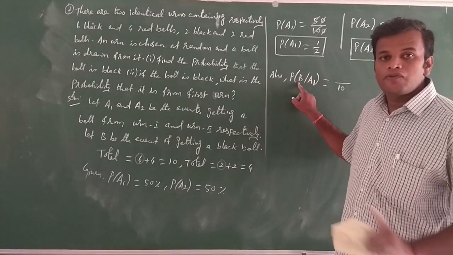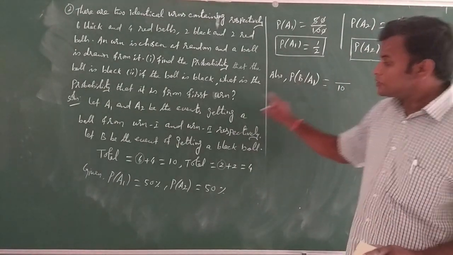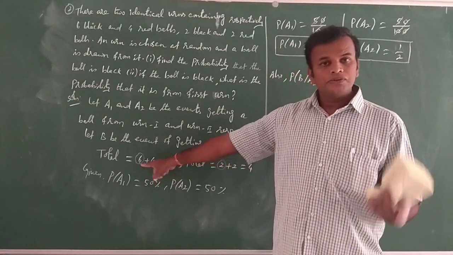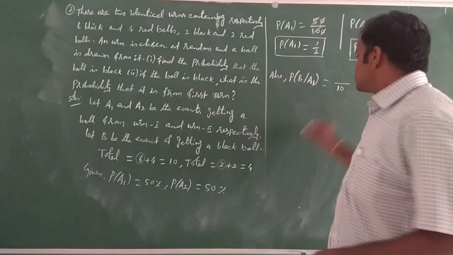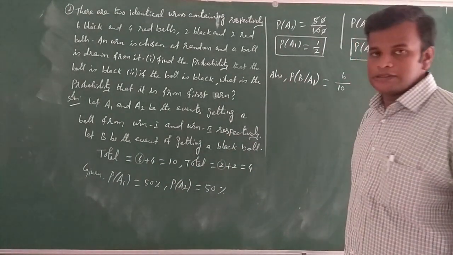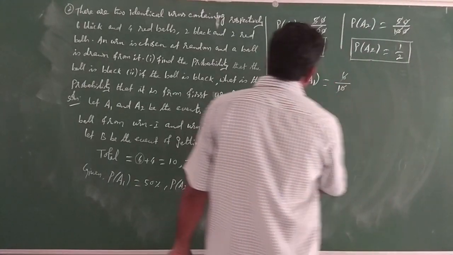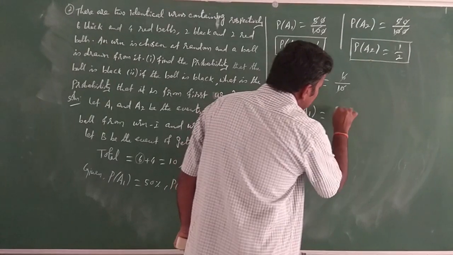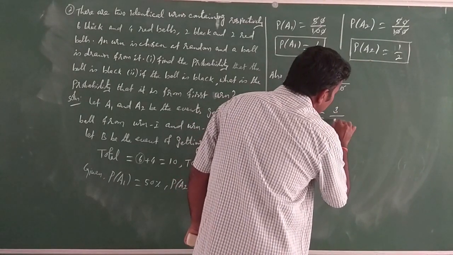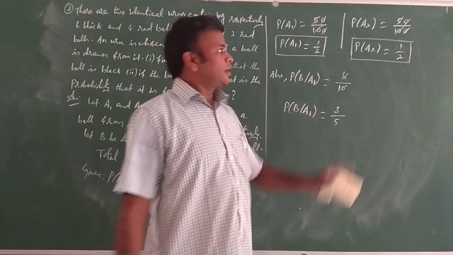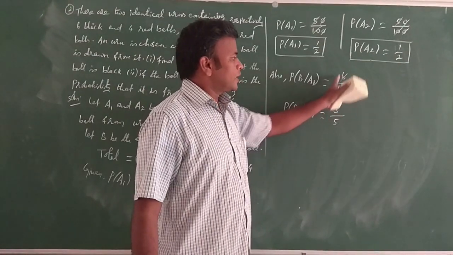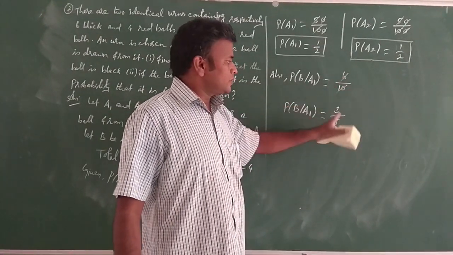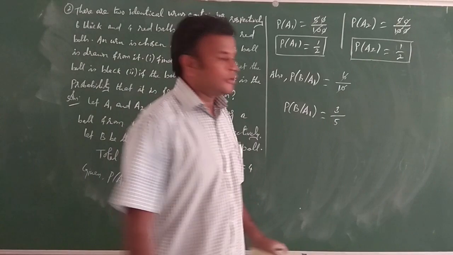B is the event of a black ball. How many black balls are in the first hand? 6. So out of 6, any one of the balls will come. So we write 6 by 10. We cancel, we get P of B by A1 is 3 by 5. I cancel all possible values, so 6 by 10 cancels to 3 by 5.